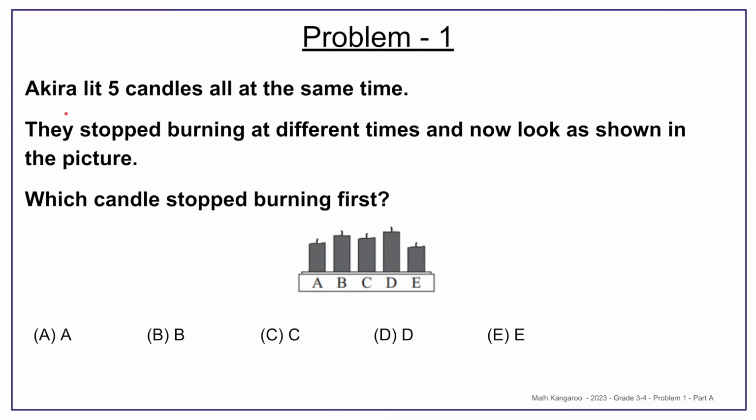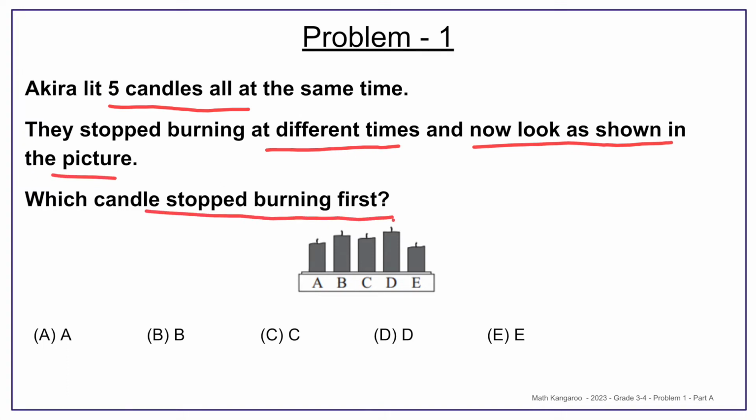Problem 1. Akira lit 5 candles all at the same time. They stopped burning at different times and now look as shown in the picture. Which candle stopped burning first? The trick for this question is the longest candle stopped burning first.